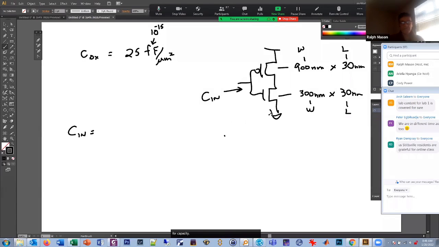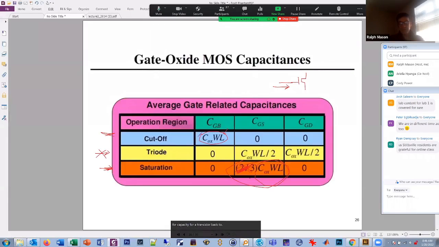For a transistor, let's just go back to our little picture here. If you're in cutoff, the input capacitance is C-ox W over L, and for saturation, we're going to use the same thing, C-ox times W times L. So we're going to forget that 2/3. We're going to use the same equation for both of them.